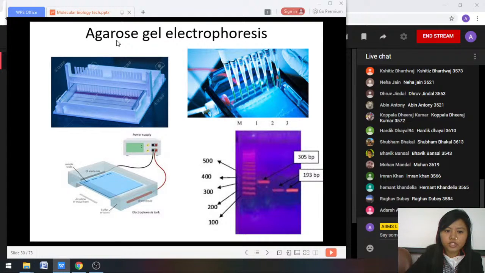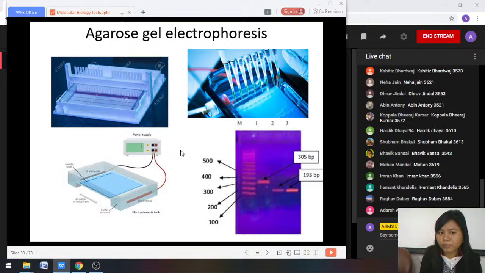So here a gel is formed, which is the agarose gel. Agarose is nothing but purified form of agar. So agar you must already be aware of. Agar is the substance that we use to solidify culture media. So most of your bacterial culture actually has agar in it. So this is something similar.